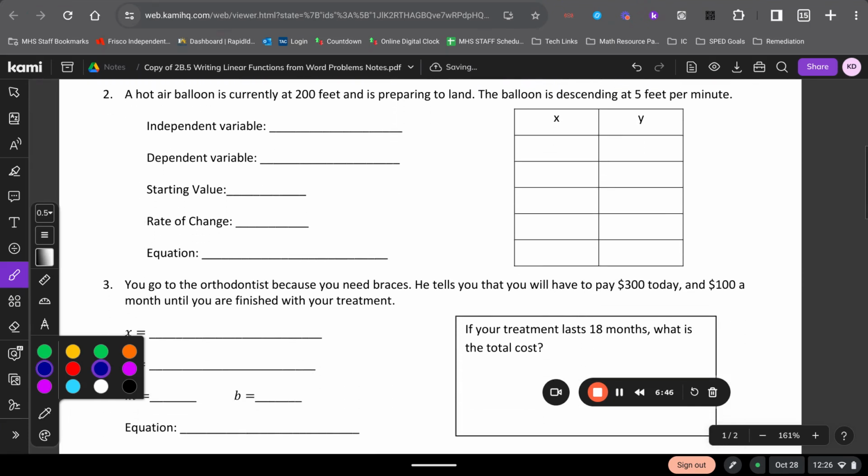So a hot air balloon is currently at 200 feet and is preparing to land. The balloon is descending at 5 feet per minute. Okay, so once again, we have this object in the air. It's some sort of height in feet, and then time is passing. It looks like in minutes. So I think just like last time, we can do our time as our independent variable. And we can do our height as our dependent.